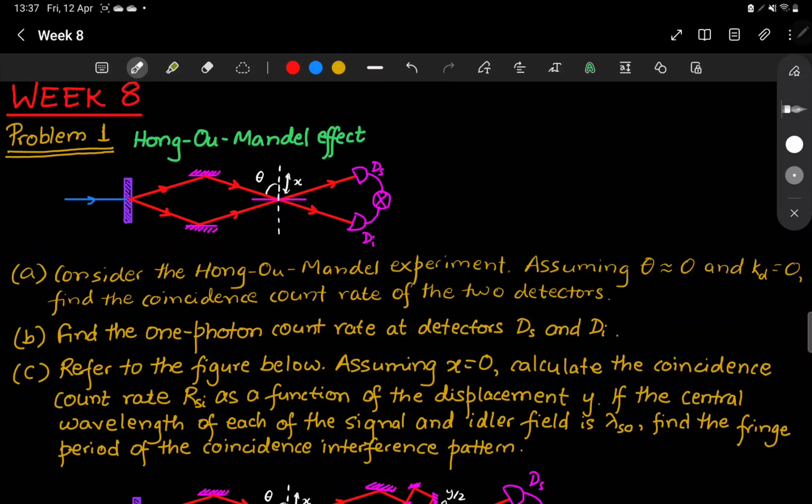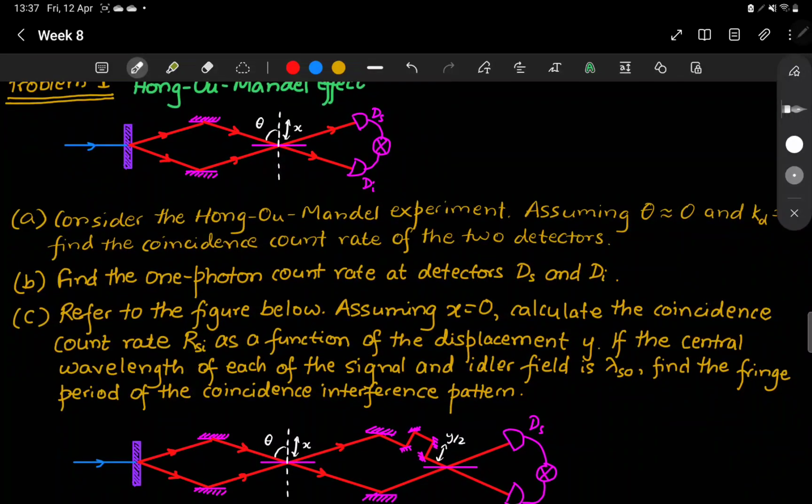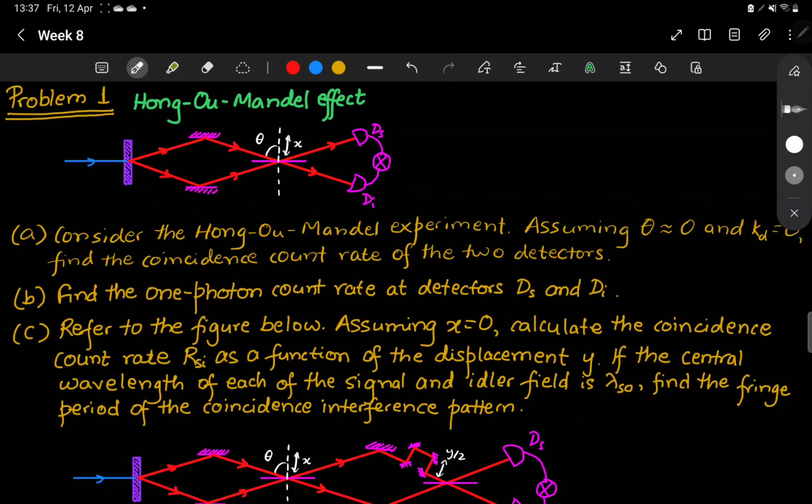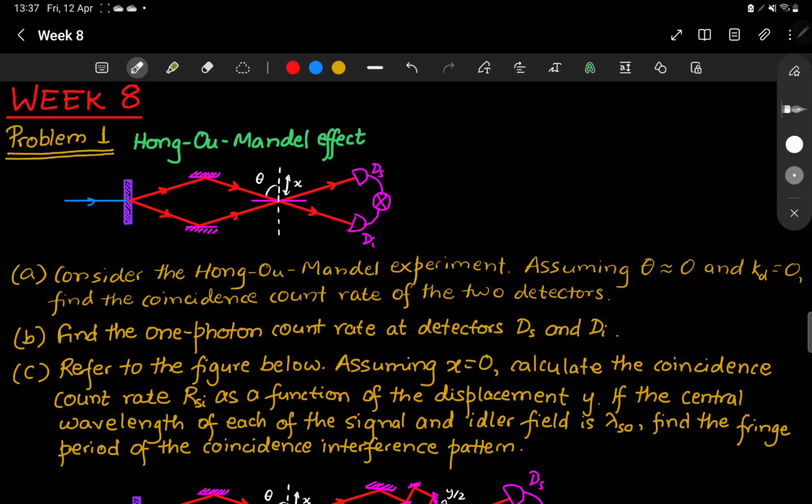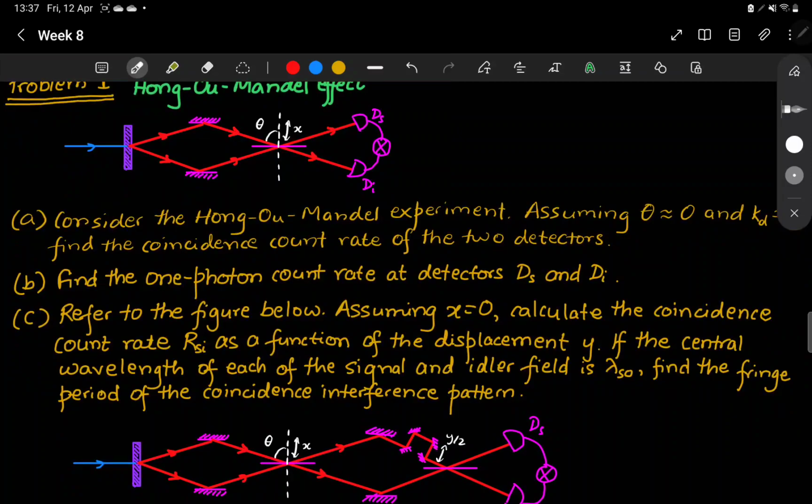Okay, so problem 1 has 3 parts. First part is: consider the Hong-Ou-Mandel experiment. Assuming theta equals 0 and KD equals 0, find the coincidence count rate of the two detectors. Then part B says find the one photon count rate at detectors DS and DI.